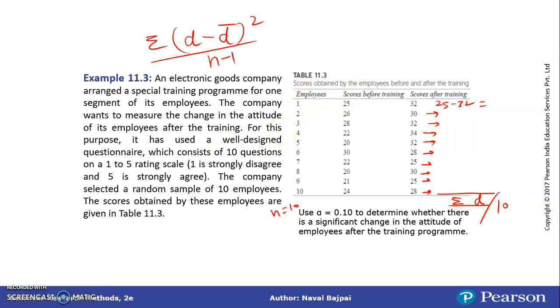I'll come back to this and let me just quickly show you the formula for this. One more thing you can see is we are calculating D. D is this thing minus this thing: 25 minus 32, 26 minus 30, 28 minus 32 and so on. We will calculate the D value for each of these cases. This is one case, this is the second case, and we have 10 cases.